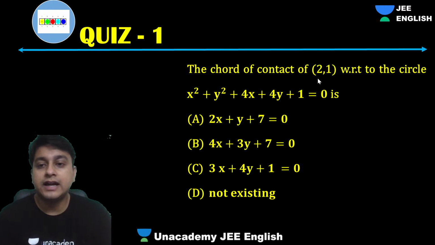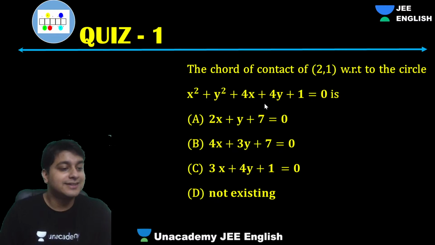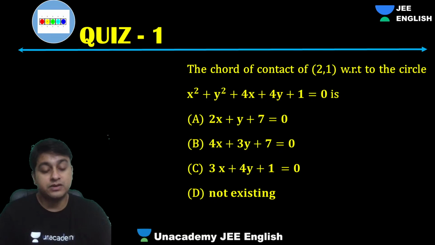The chord of contact of (2, 1) with respect to the circle x² + y² + 4x + 4y + 1 = 0.